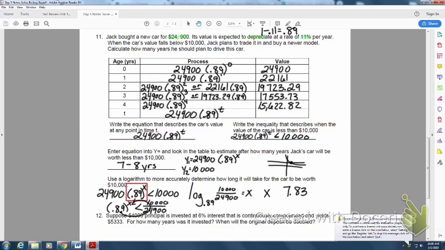Right, and on a lot of these word problems that involve inequalities, I would just use common sense. So if the value of the car is decreasing, as the car gets older, it's going to decrease. So whenever x, the age of the car, is greater than 7.83, that's when the value of the car is going to be less than 10,000.